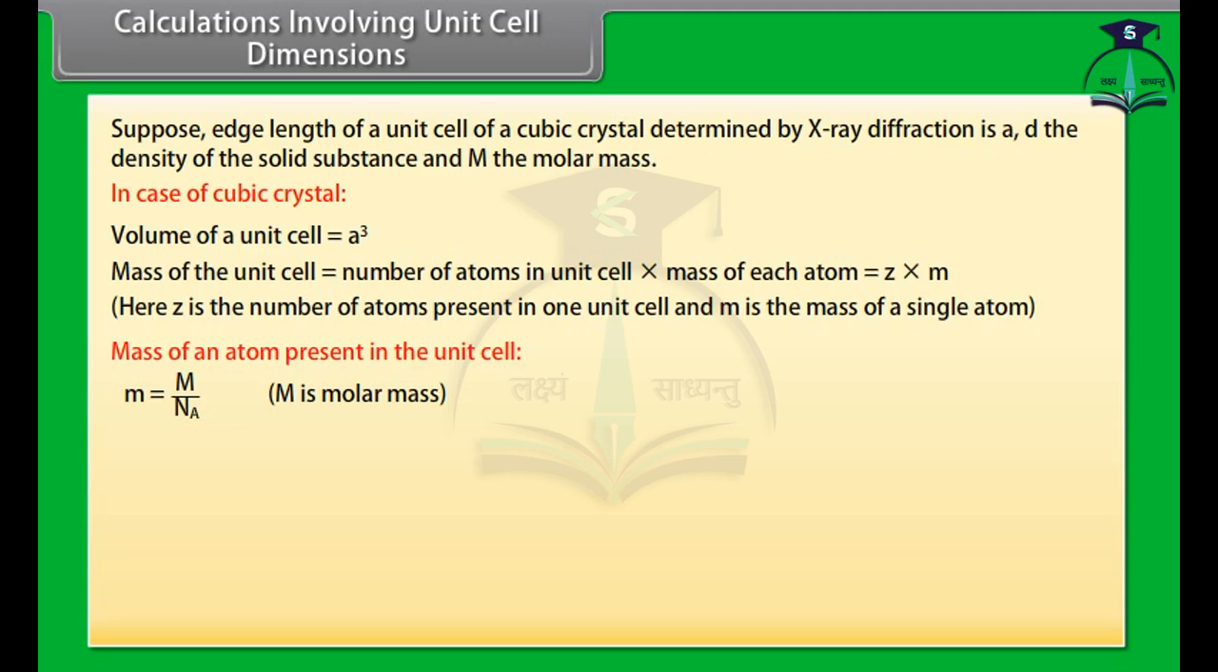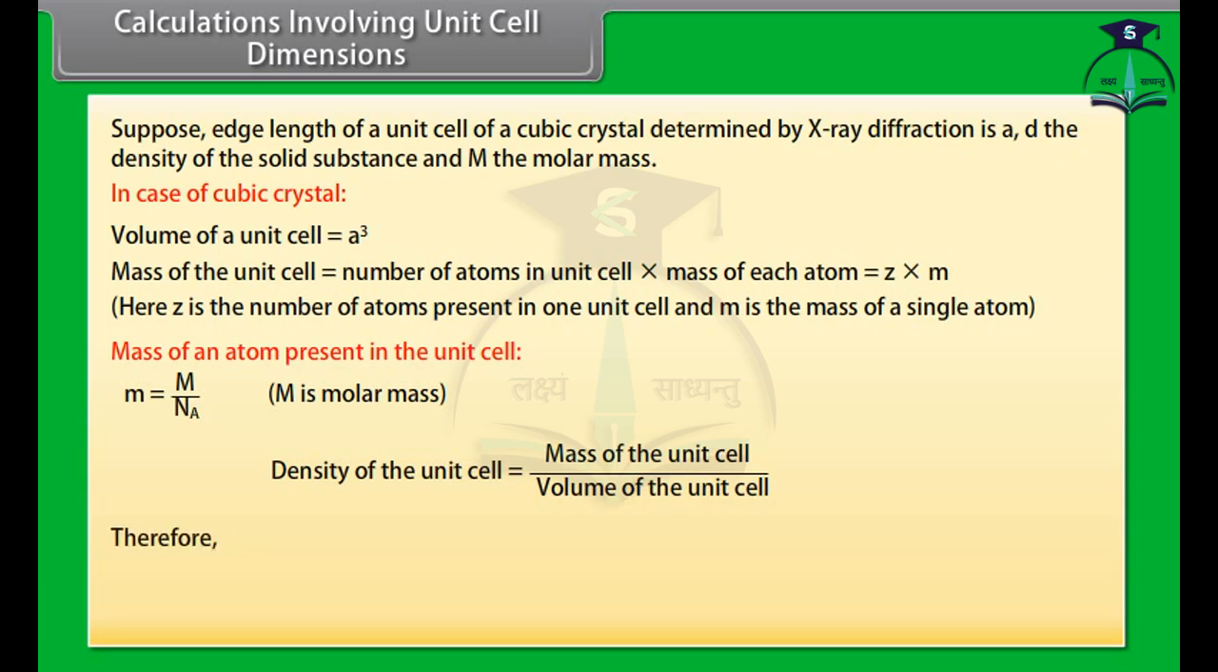M is the molar mass. Density of the unit cell is equal to the mass of the unit cell upon the volume of the unit cell. Therefore, it is equal to z times m upon a cubed, which is equal to z times M upon a cubed Nₐ, or d is equal to zM upon a³Nₐ.